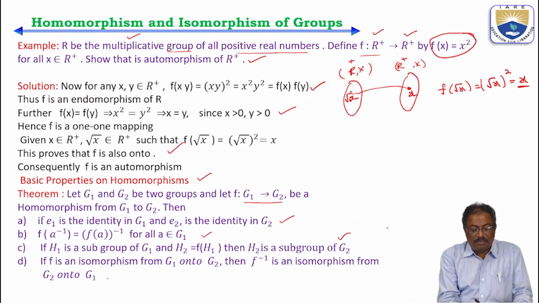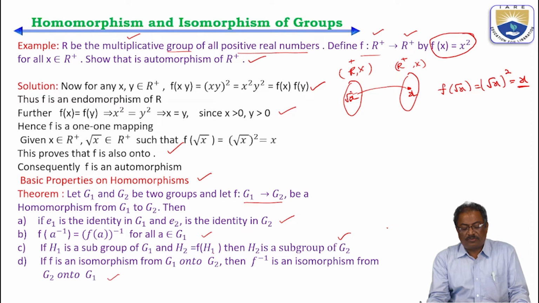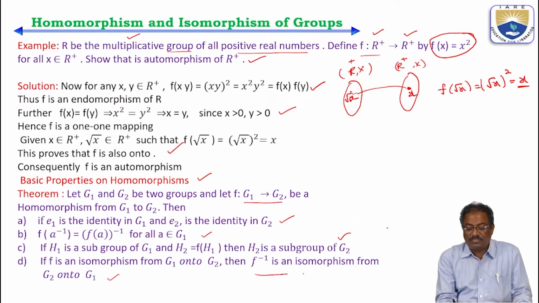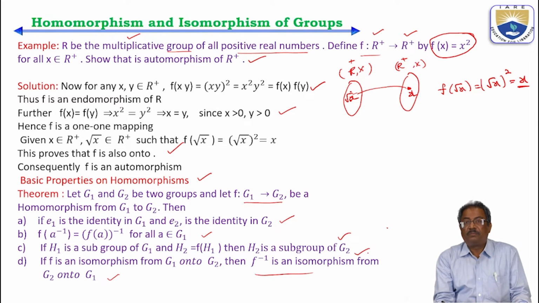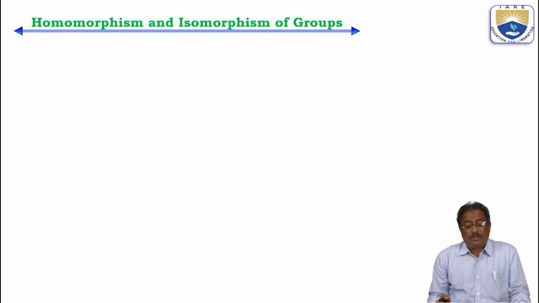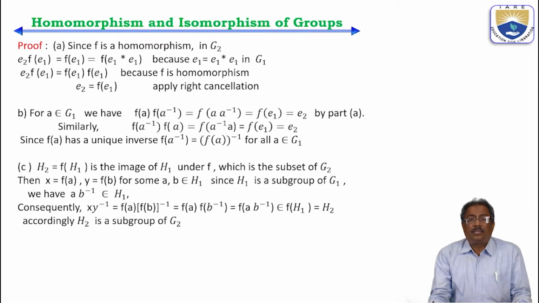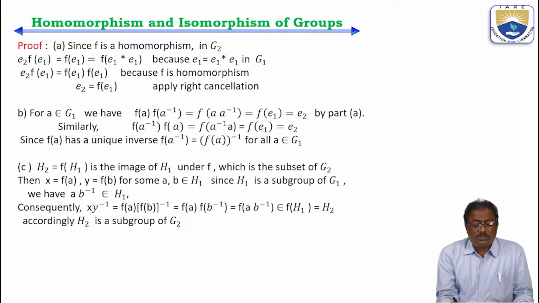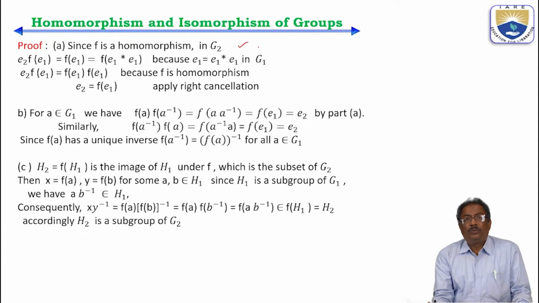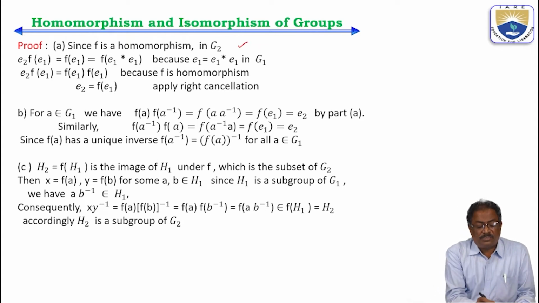And next, if f is an isomorphism from G1 onto G2, then f inverse is an isomorphism from G2 onto G1. Now let us go for the proof of this. Here f is a homomorphism, it is given.